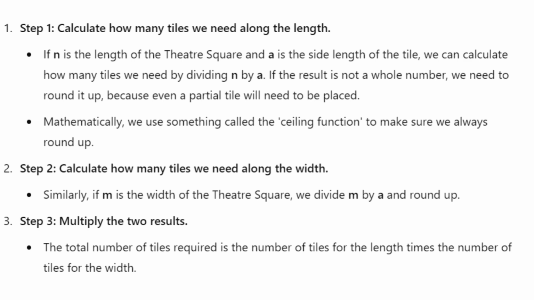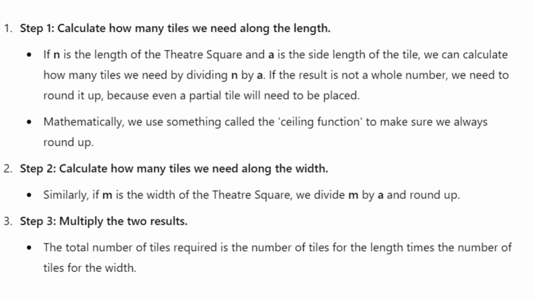Step 1. Calculate how many tiles we need along the length. If n is the length of the theater square and a is the side length of the tile, we can calculate how many tiles we need by dividing n by a. If the result is not a whole number, we need to round it up because even a partial tile will need to be placed. Mathematically, we use something called the ceiling function to make sure we always round up.